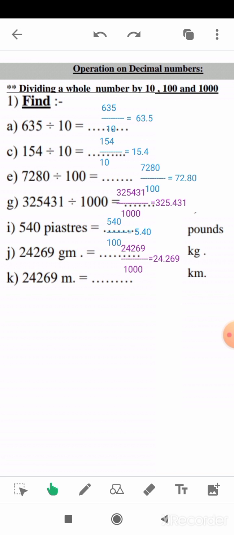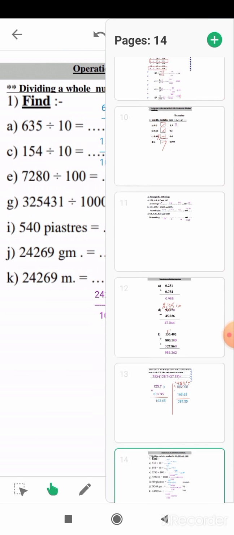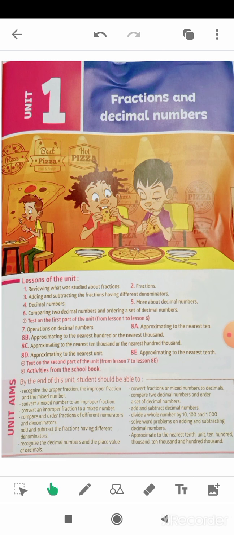Second example, we have meter and kilometer. To change from meter to kilometer, we will also divide by 1000, like this, okay? 9 will take 0 and go down, 6 will take 0 and go down, 2 will take 0 and go down, and 1 will transfer as a point, and we have 24, okay? So we are finished with decimal numbers, okay?